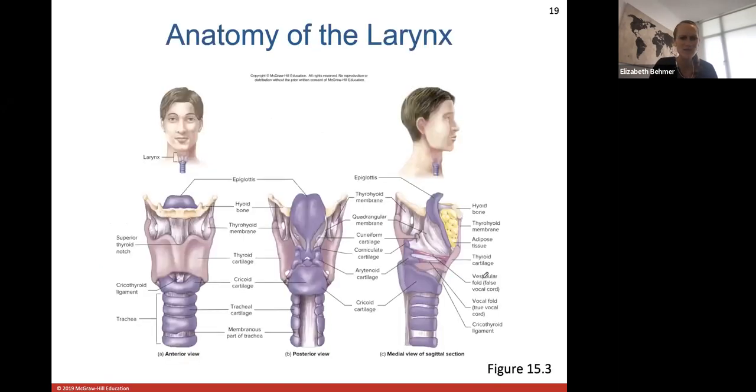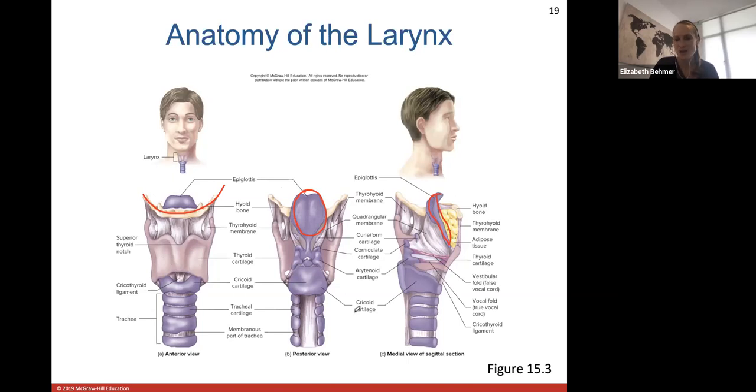So here's the anatomy of the larynx. You see the thyroid cartilage shown here. It's this large cartilage in the front. You see the hyoid bone kind of makes up the top part. And then you see your epiglottis, which again is this little flap or door that will close the larynx off when you swallow food.